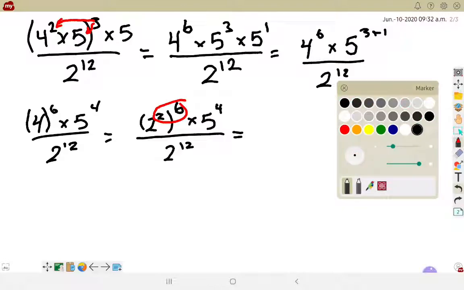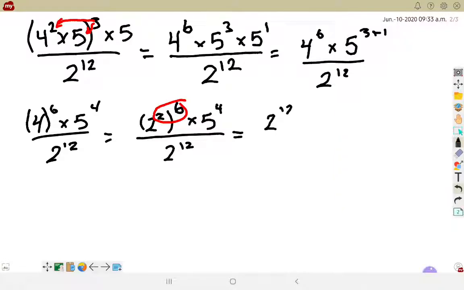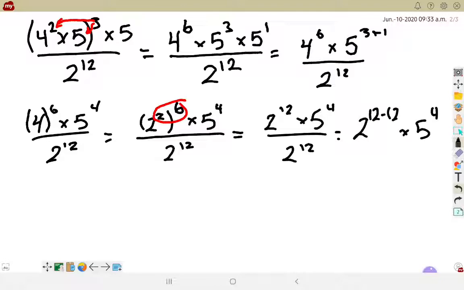So now I have 2 exponent 12 times 5 exponent 4 divided by 2 exponent 12. And I have the same thing in the numerator and denominator. I have that 2 exponent 12, and I'm dividing by 2 exponent 12, so I subtract those exponents. And I've got 2 exponent 12 minus 12 times 5 exponent 4. Well, that's going to give me 2 with an exponent of 0 times 5 with an exponent of 4.